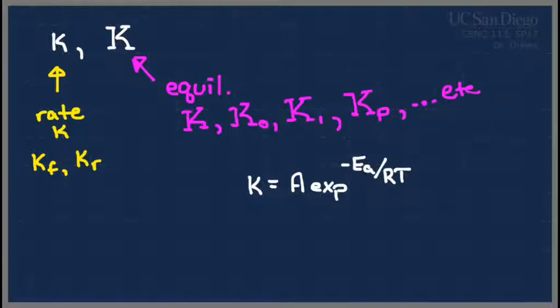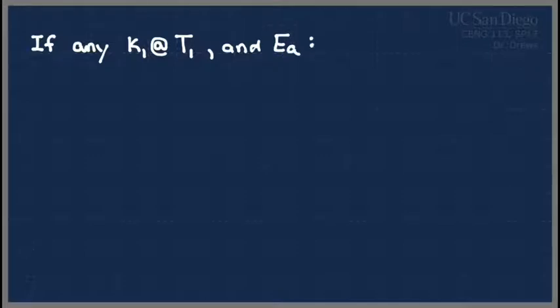If you happen to know a k at a particular temperature, so if any k at some T, let's call it k1 and T1, not necessarily the f and the r that I mentioned before, just any arbitrary k that we'll subscript as 1, and you happen to know it at some particular T1, and the activation energy are known, you can always get any other k at any other temperature by taking a ratio of those two expressions.